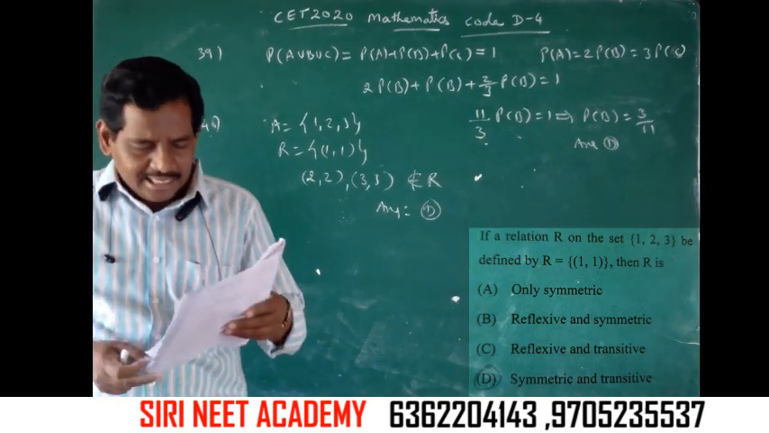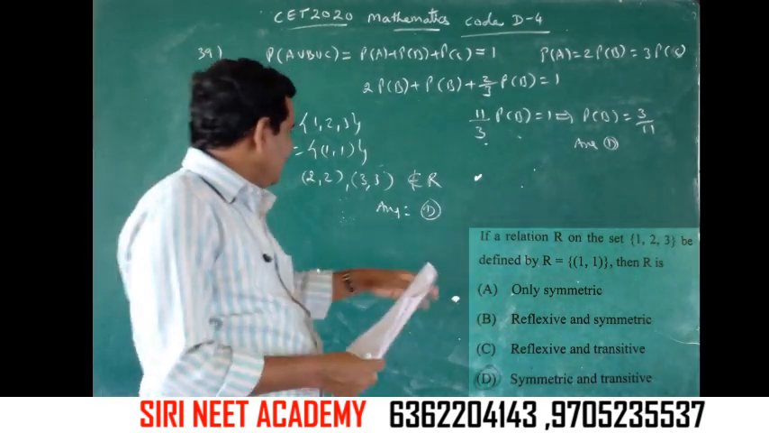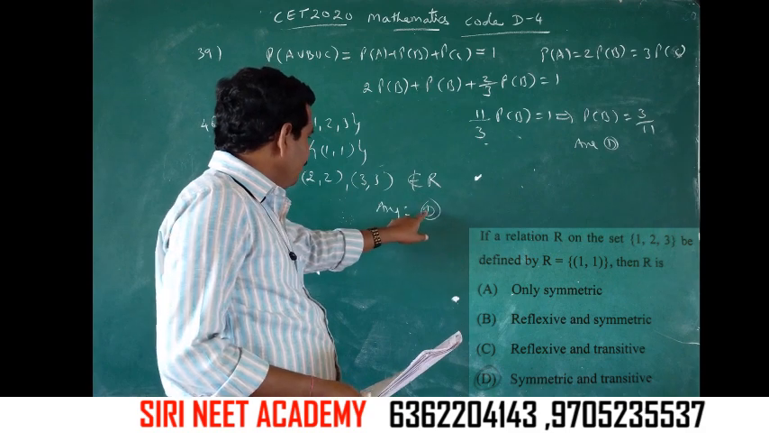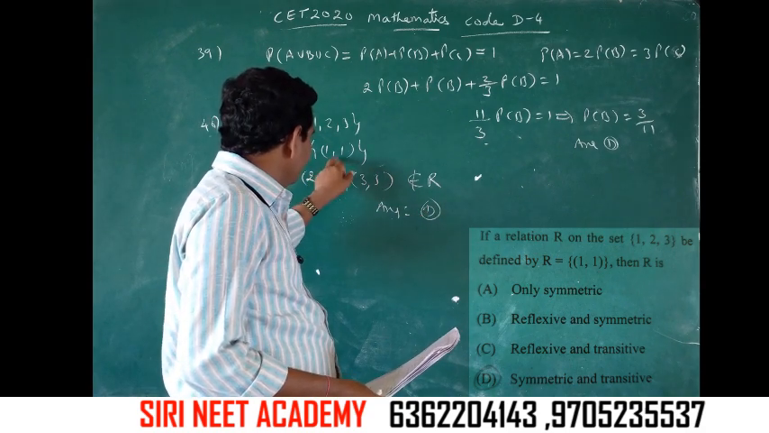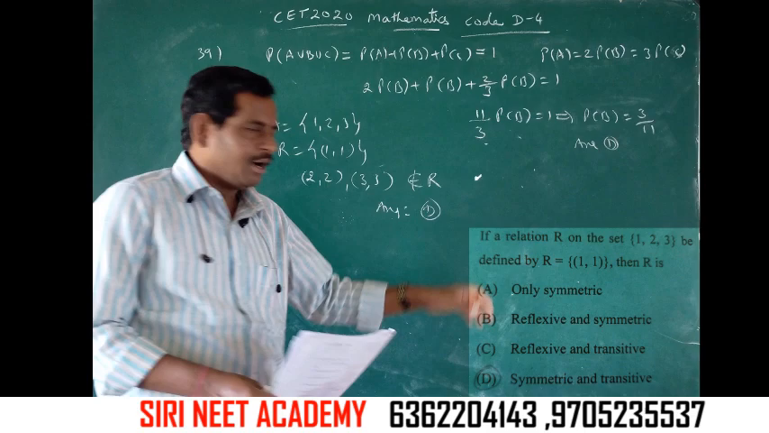Why? Because A contains only symmetric. This is symmetric, also reflexive, transitive, only this one. That's why option is D.